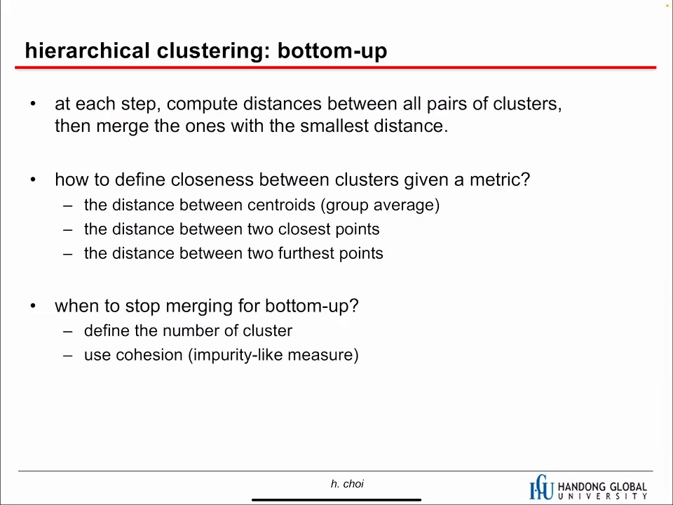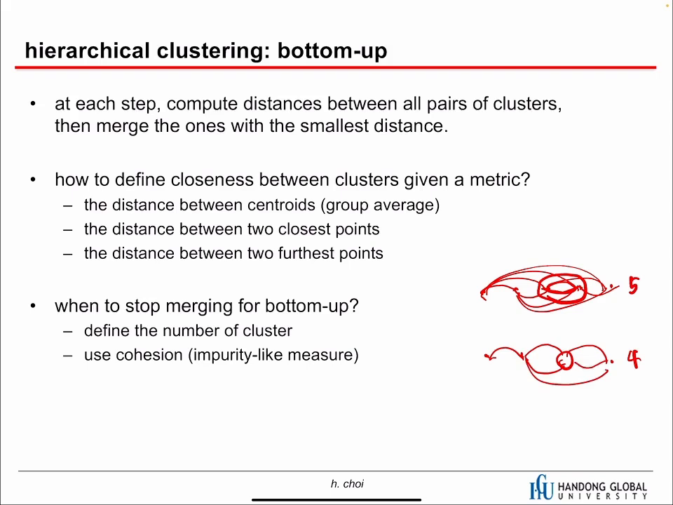And let's talk about the bottom-up approach. So at each step, we have to compute the distances between all the pairs of clusters. Okay, and then we are going to merge the ones with the smallest distance. So when we have samples like this, then we have to calculate the distance from here to here and like this. So we have to calculate all the distances, and then we have to find the smallest distance. Let's say these two are the closest, then we merge these two. So now we have 4 clusters. We started with 5 clusters, now we have 4 clusters, and then we do the same thing. We calculate the distance. Okay, and then we find the smallest one.